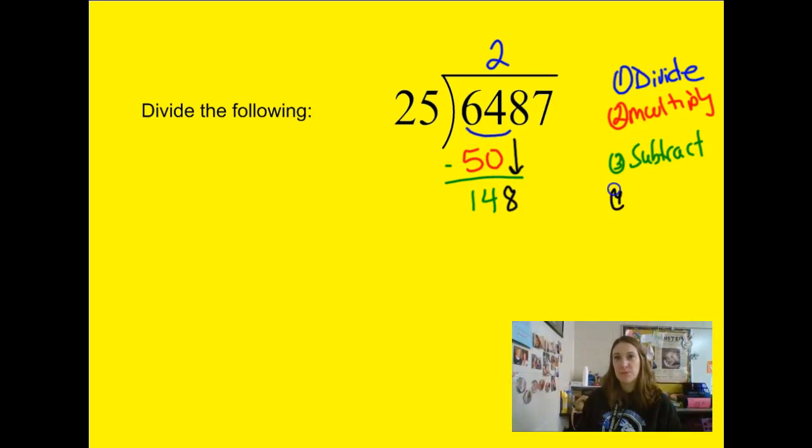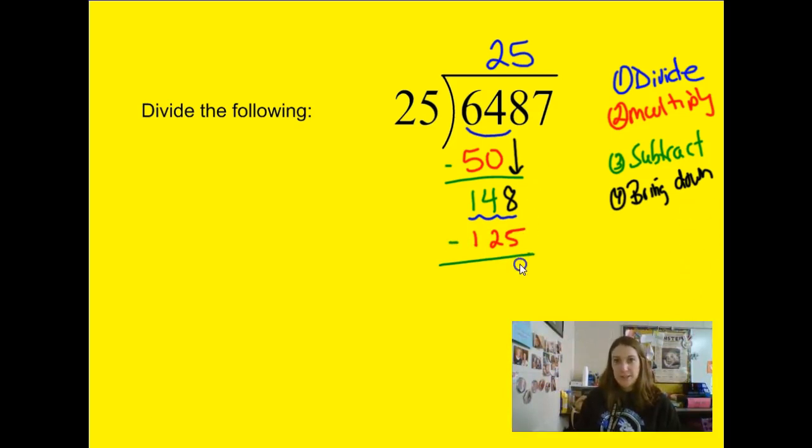So remember that 4th step was to bring down the next digit. Alright, so we start all over again. This time I'm taking 148, trying to figure out how many times 25 divides into 148. So 4 times would be 100, 5 times is 125, that's about it. Alright, 5 times. So we multiply. 5 times 25 brings us up to 125. And then we subtract.